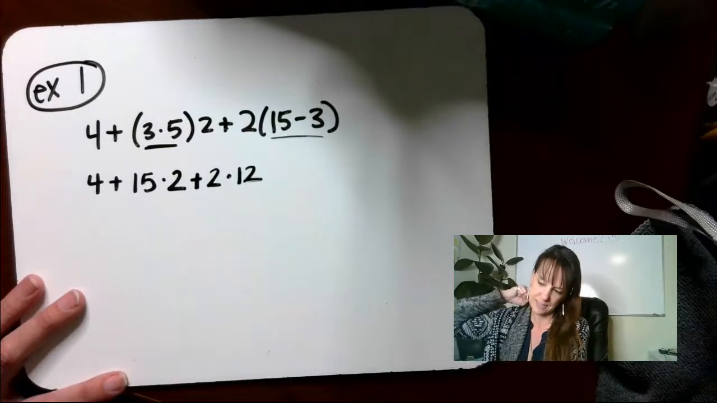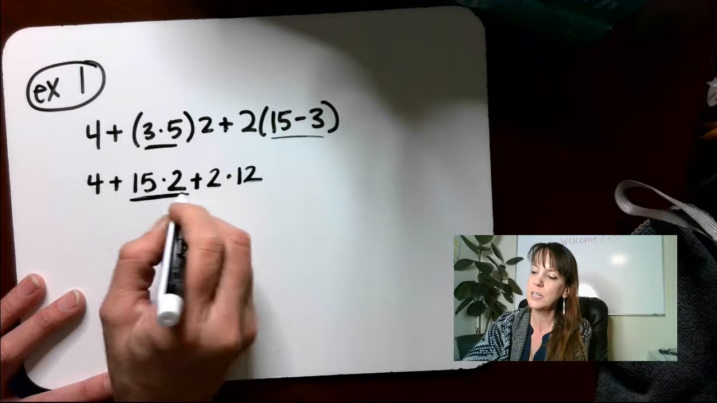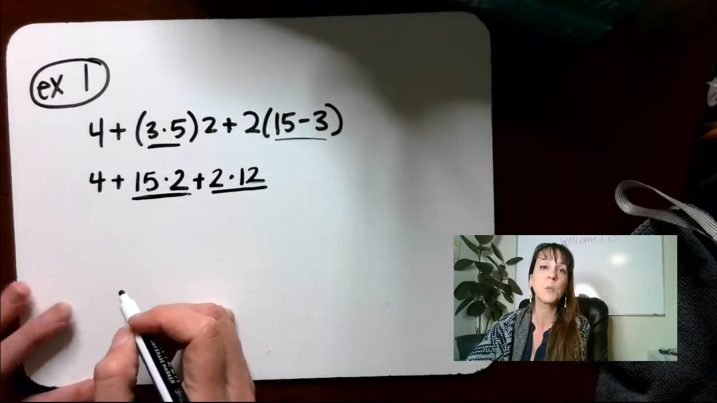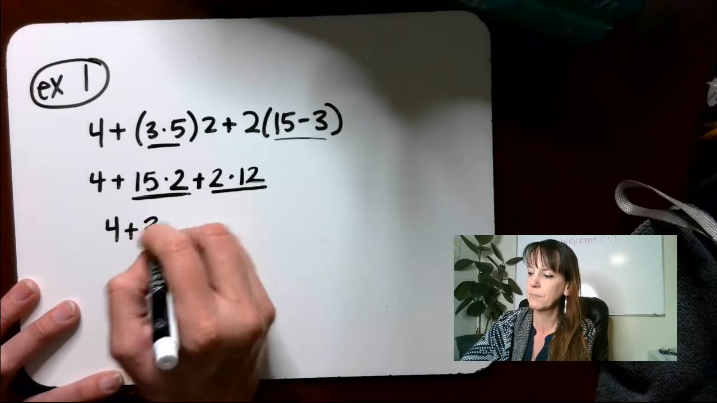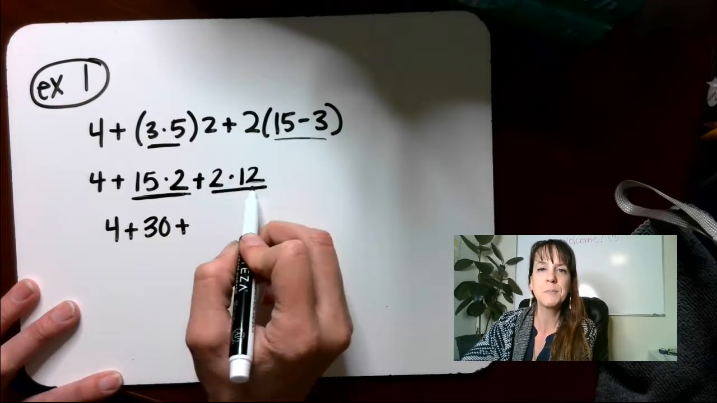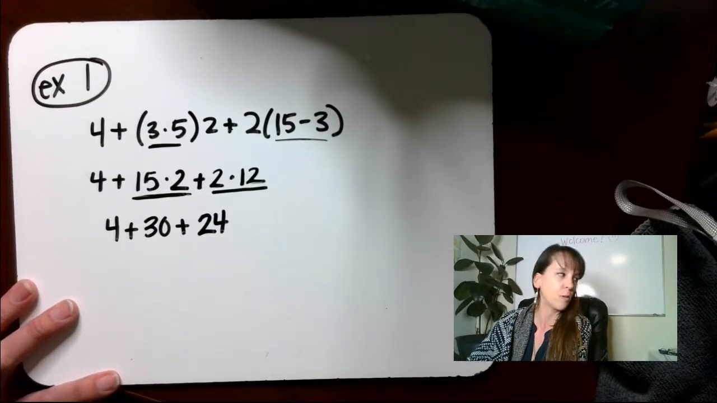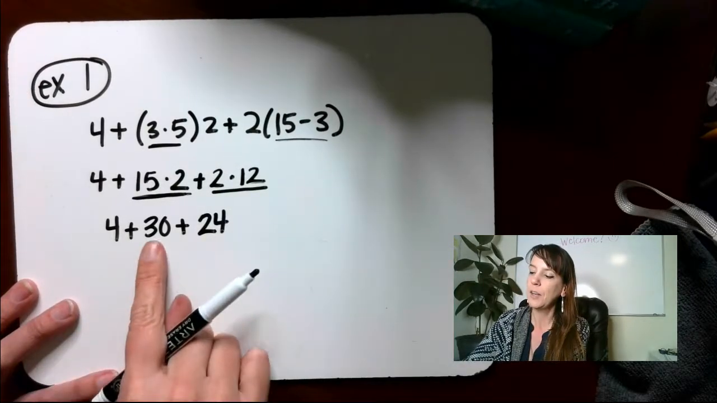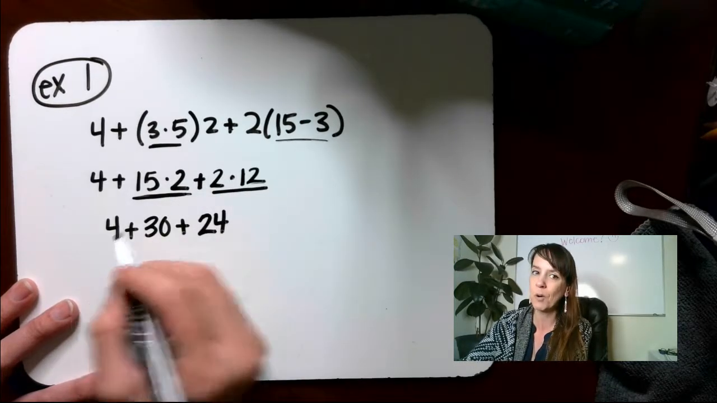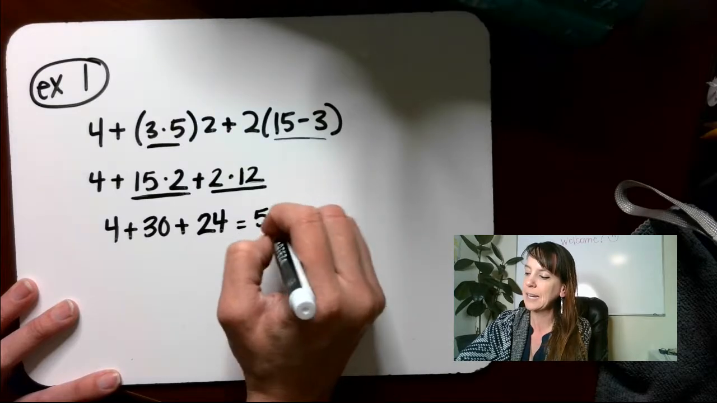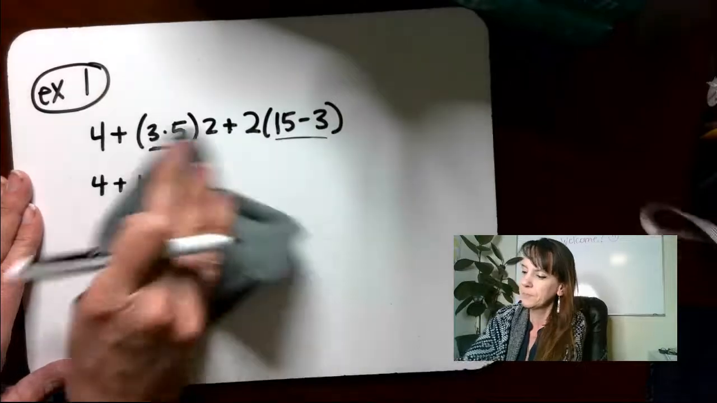All right, looking at this one right here, we've got some multiplication we can do. So we have this multiplication here and this multiplication here. Let's bring down everything else around it. 4 plus 15 times 2, that's 30. Plus 2 times 12 is going to give me 24. Perfect. So now we're allowed to add in any order, however that works for you. 30 plus 24 is going to give me 54. Plus 4 more is going to give me 58. 58. Excellent. Let's look at our next example.